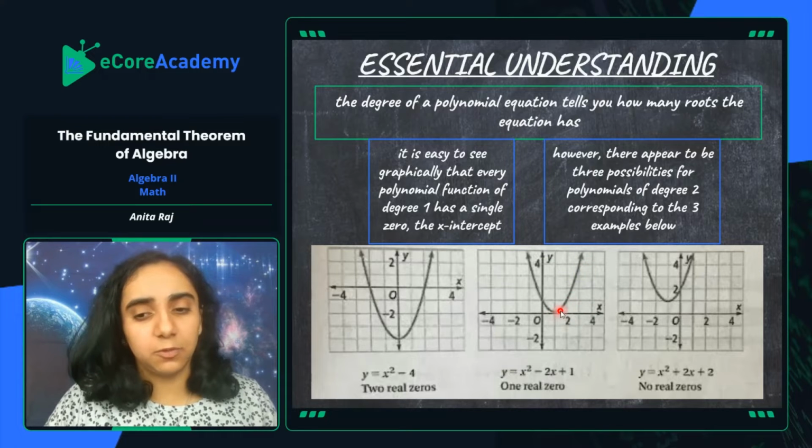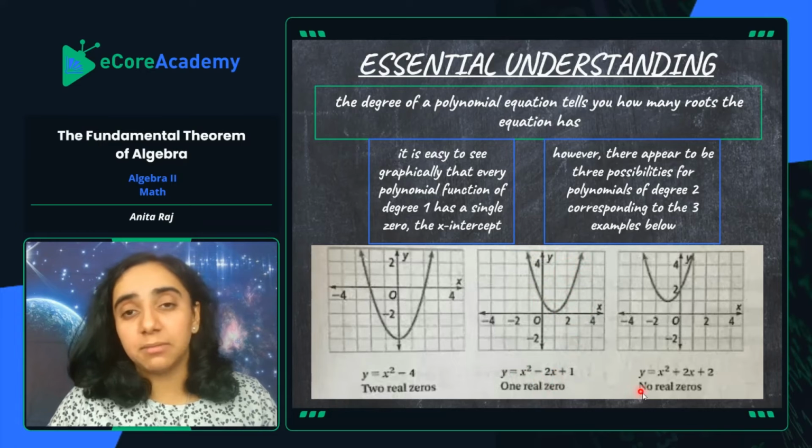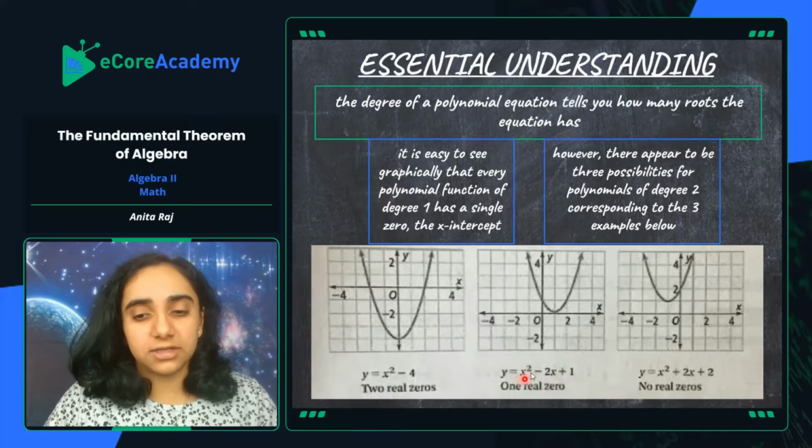So in order to have exactly one real zero or one real solution, it has to be on the x-axis, and you can see that modeled with the function y equals x squared minus 2x plus 1, or the equation.